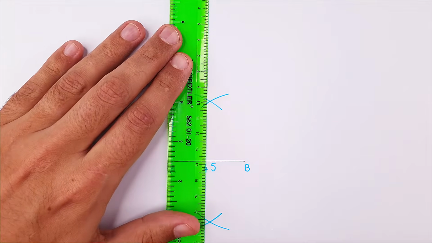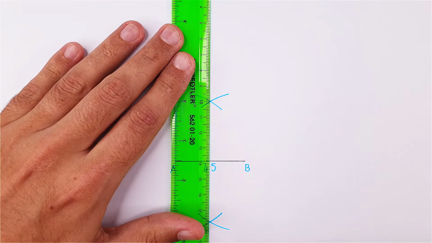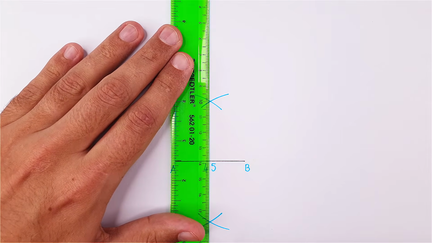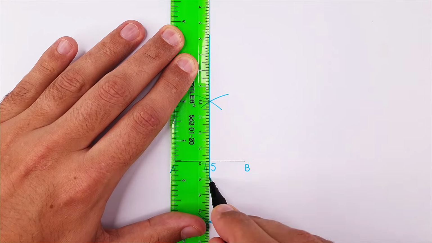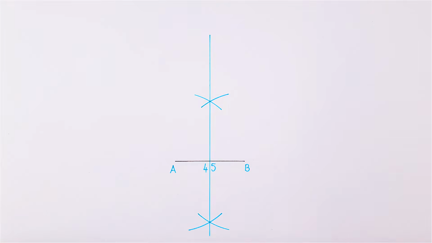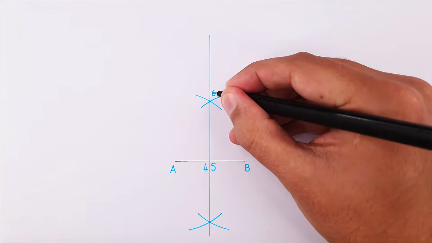Draw a straight line through the arc intersections. This is the perpendicular bisector. Label the top intersection as point 6.